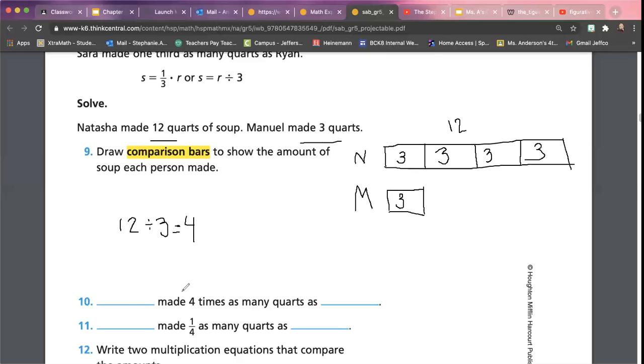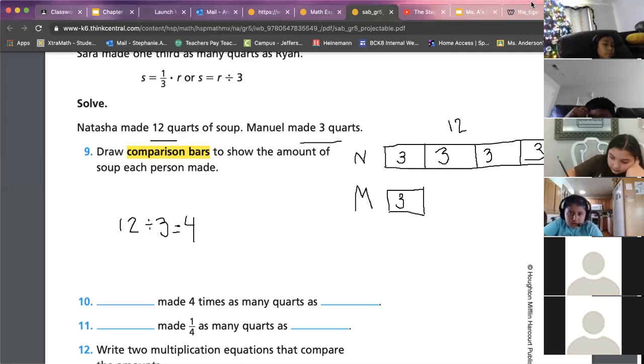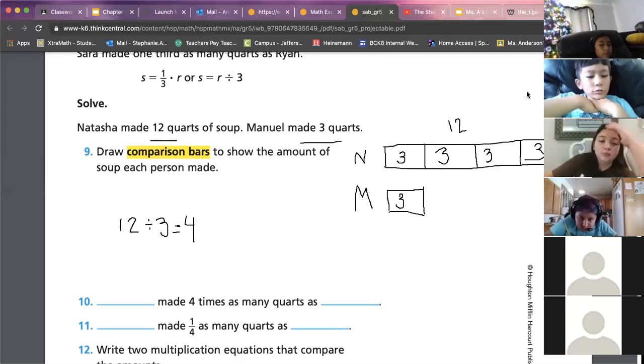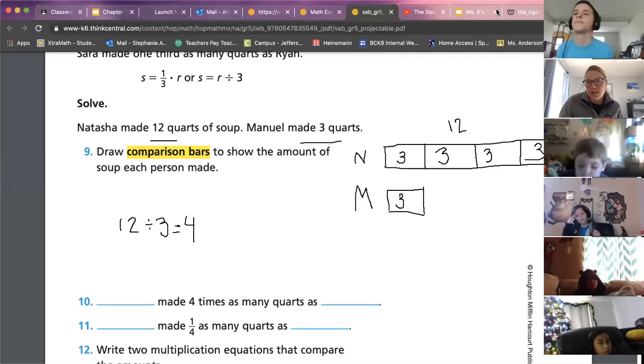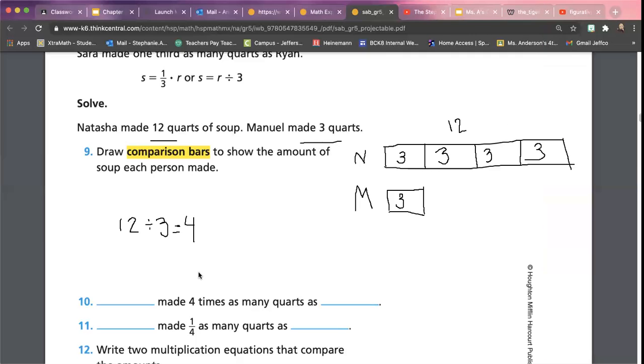Blank, and I want to hear from someone I haven't heard from yet. So let's see. I'd love to hear from Gio or Asher or Rocky or Tyler. Blank, so somebody made 4 times as many quarts as somebody else. So who made the 4 times more? Natasha. Natasha, and how'd you figure out Natasha?